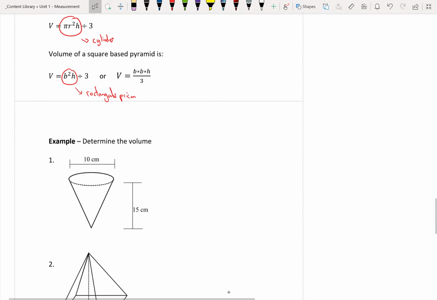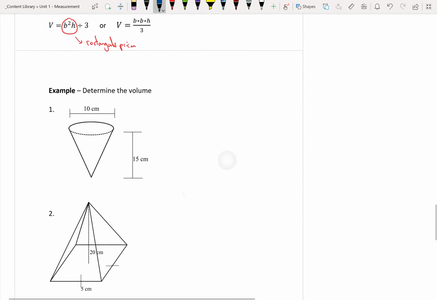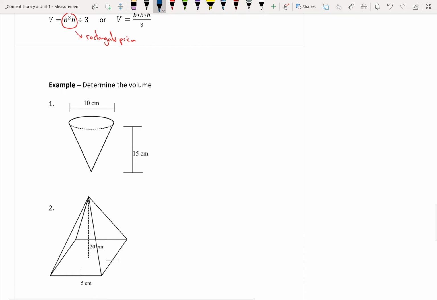So our first question is looking at determining the volume of our cone. So if we see our cone here, we're going to be using our formula. V equals pi r squared h, and we're going to divide that by 3. So pi 3.14 times my radius. Now the radius, remember, is from the center to the outside. I'm given the diameter, so I just need to divide that by 2 to find my radius. So in this case, it would be 5. So 5 squared times my height, which is 15, and I'm going to divide by 3.